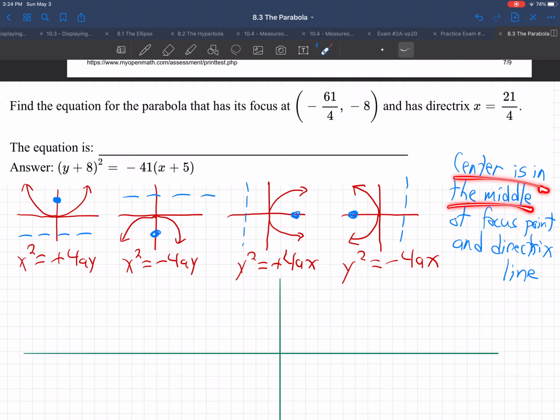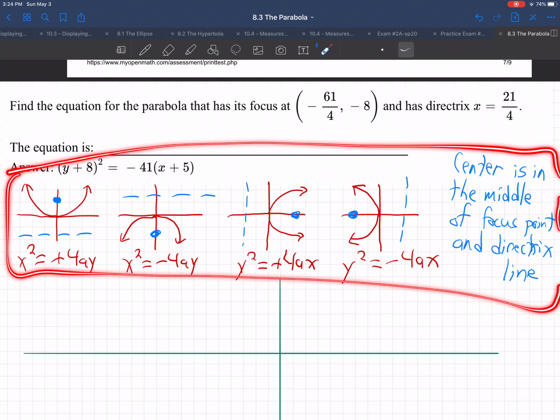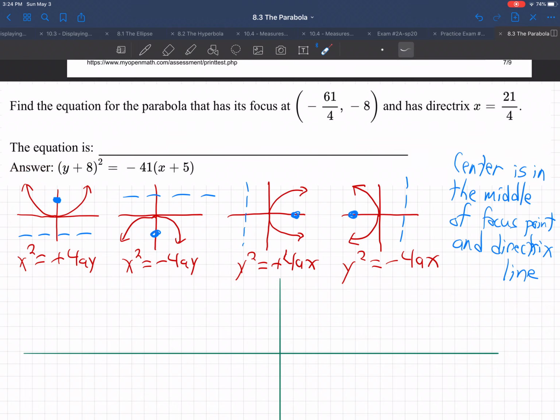The center is in the middle of the focus point and the directrix lines. That's an important fact to know. So make sure you have all of this information in your notes for the next exam. Very important. So let's do it. Let's start up here. Let's figure out what these values are.